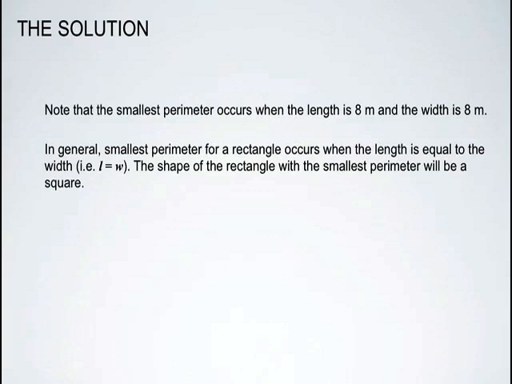And therefore, in general, the smallest perimeter for a rectangle occurs when the length is equal to the width and the shape is going to be a square. So to have the maximum area, yet the smallest perimeter, it's always going to be a square.